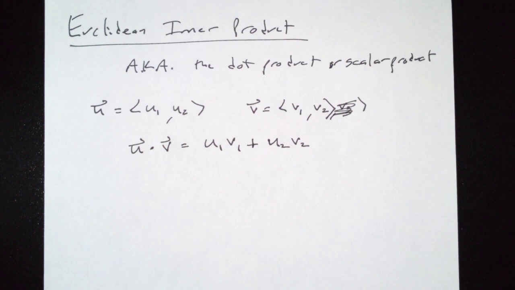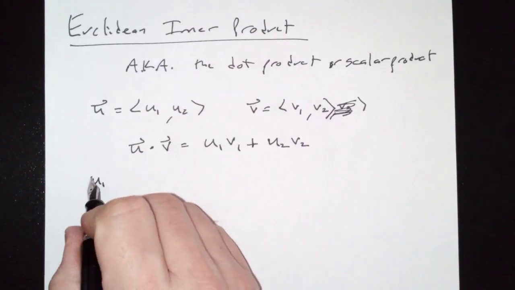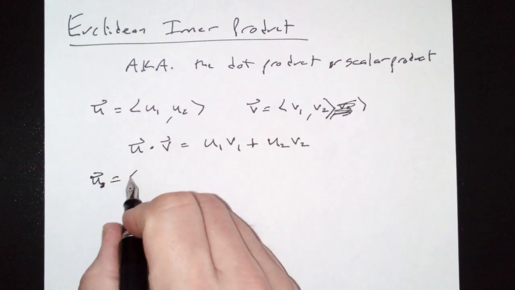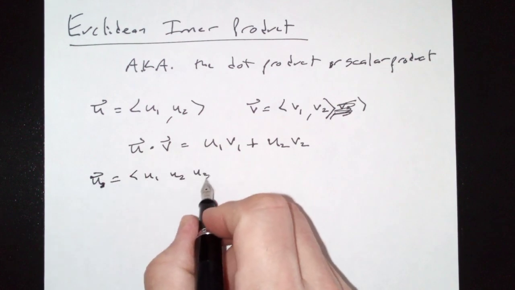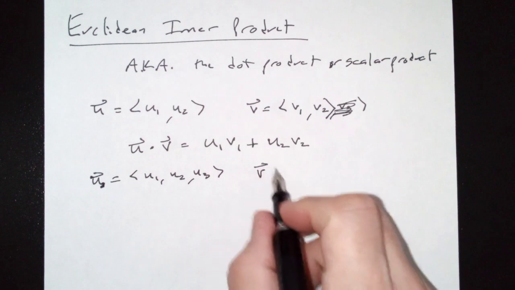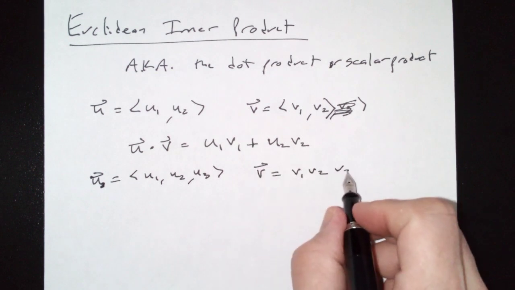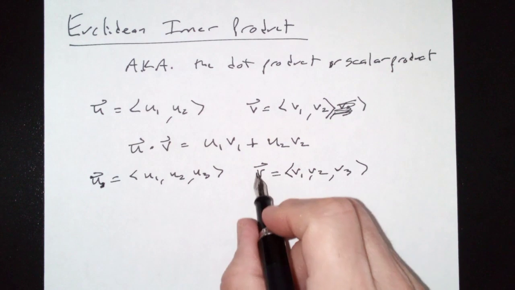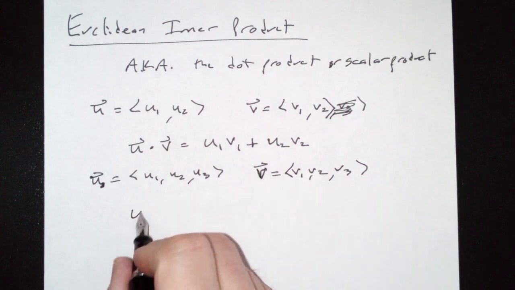So I take the first number in each of the two vectors and multiply them together. The second number in each of the two vectors. But the result is that this is a number, not a vector. This works for any length of vector, as long as the two vectors are the same length. I multiply and add.